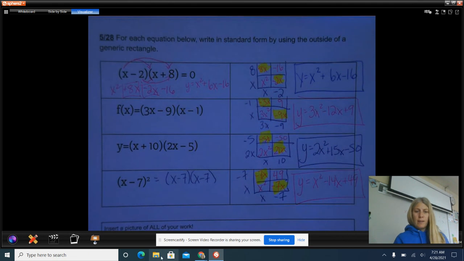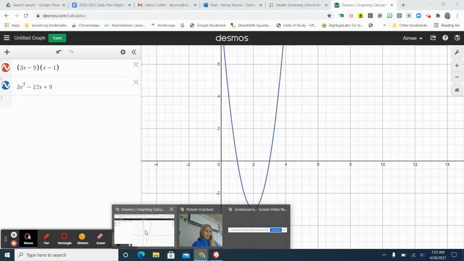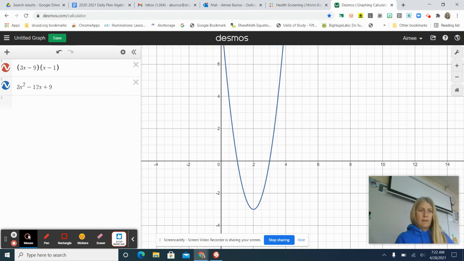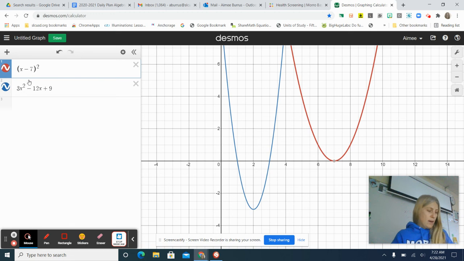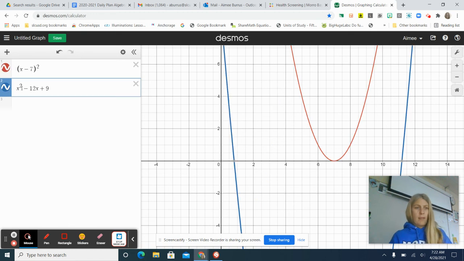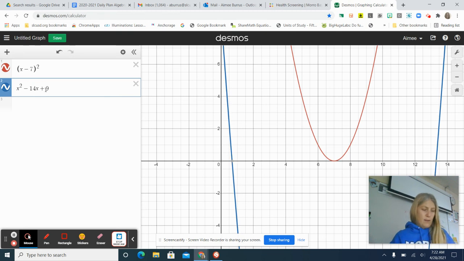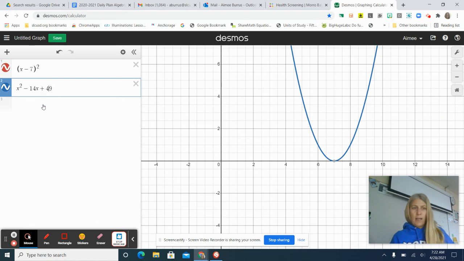Let's go ahead and look at that one because that one is a little bit different than the others. So we have our x minus 7 squared and then our answer was x squared minus 14x plus 49. And as you can see, once again, we did get it correct because they're the same parabola, and our x-intercept is the vertex as well.